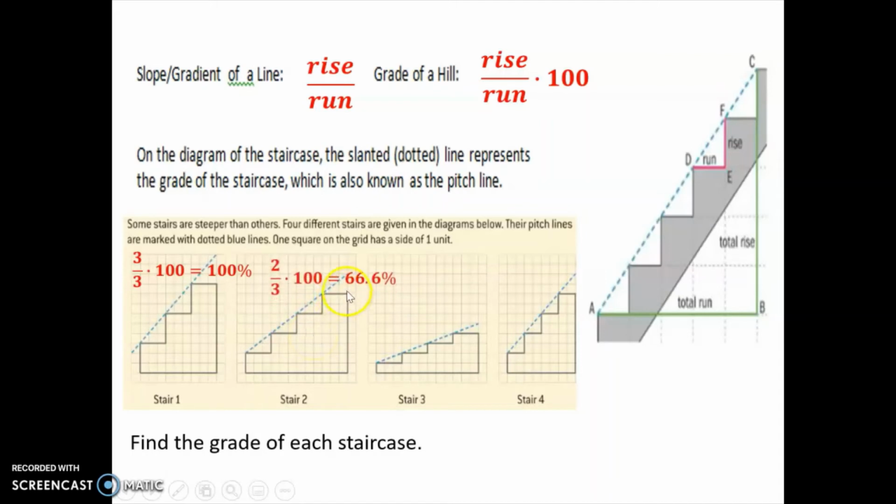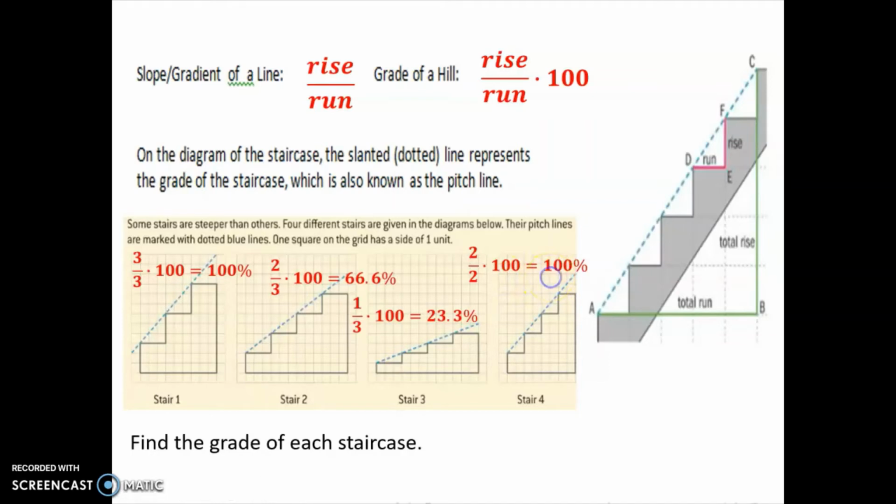Well, that one has a grade of 66.6%. We had a slope of rising 2 and a run of 3, so 2/3 times 100, 66.6%. How about the next one? This one has a grade of 33.3%. Okay, a rise of 1 and a run of 3. So 1 over 3 is our slope times 100. And finally, staircase 4. Well, that one's like the first one. We have a grade of 100%.